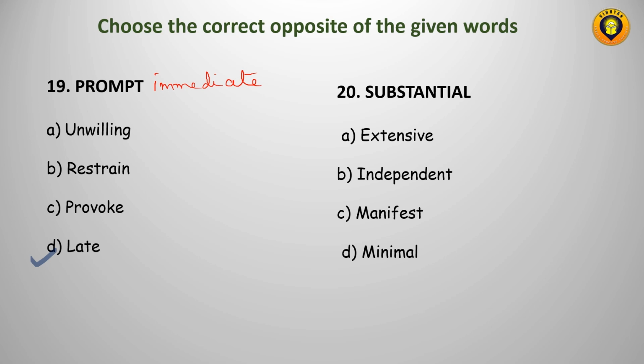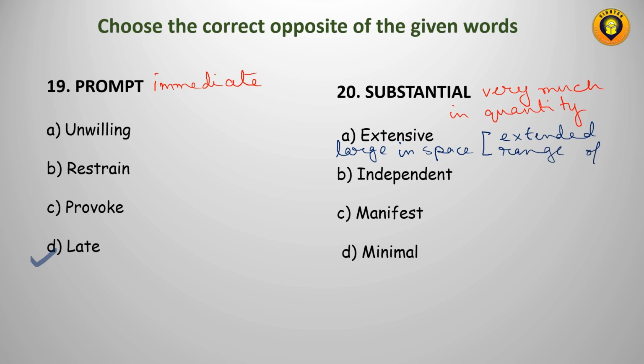Next is substantial. Substantial means very much in quantity, more than enough. We have four options: extensive, independent, manifest, and minimal. What does extensive mean? Extensive means large in space. For example, we say an extended range of mountains. There is a long range of mountains extending from here to that state. There also we use the word extensive. Manifest means show, which could be displayed or seen plainly. And minimal is very low or very less. So according to this, our answer would be minimal.